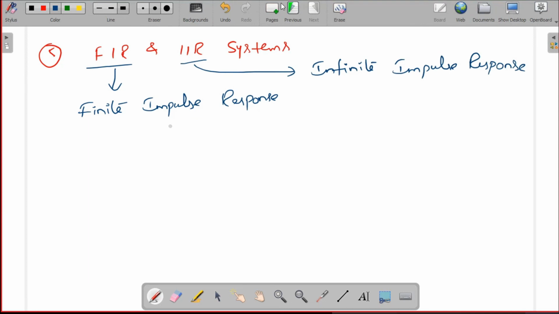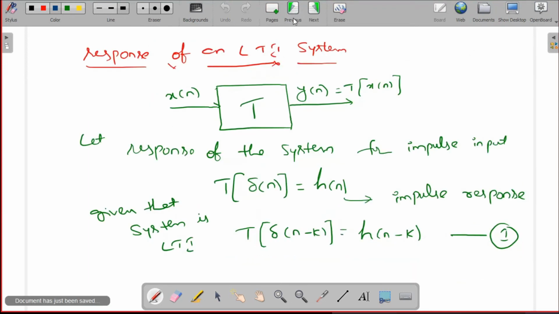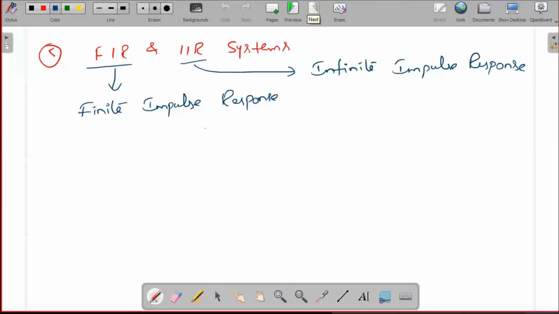What do you mean by the impulse response? Just now we covered it. Impulse response is the response of the system when the input is impulse. So simply, when you apply the impulse signal as the input to a particular system, the response of that system we call the impulse response. Here, you have the impulse response h of n.